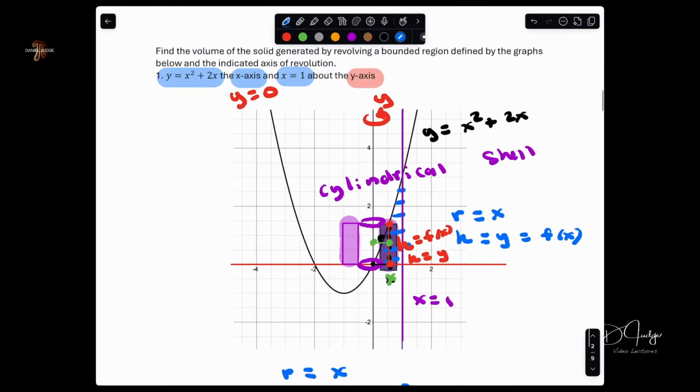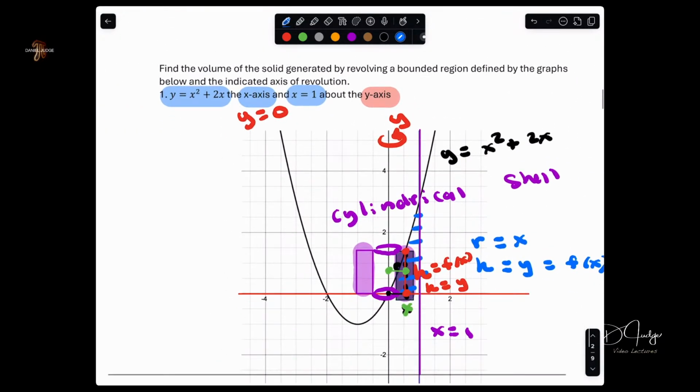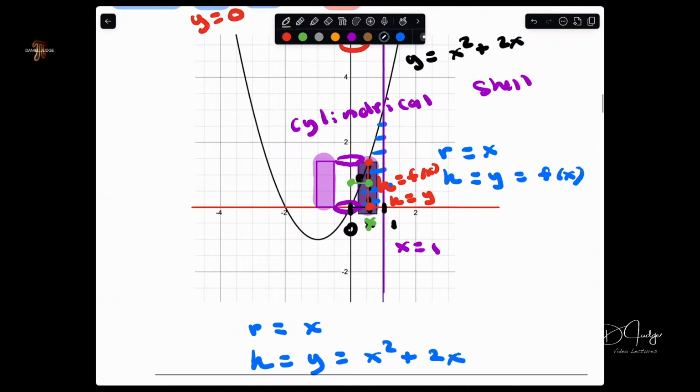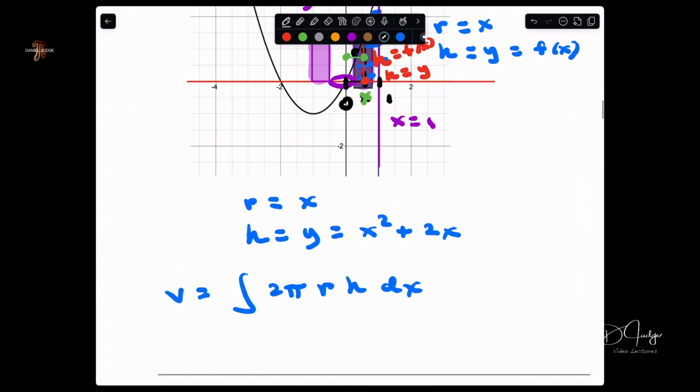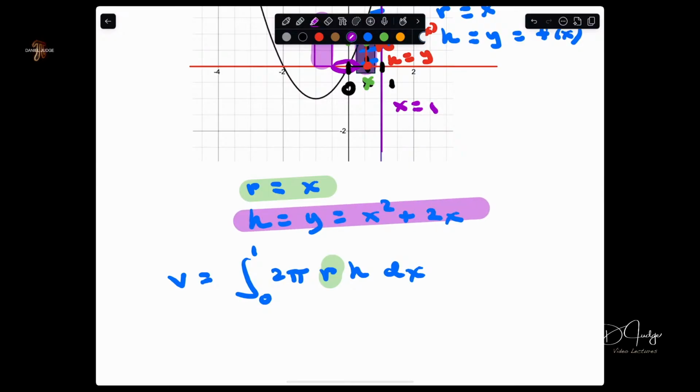So remember, you're going from 0 to 1 here, because you're going from the x-axis to x is 1. So that interval goes from 0 to 1. So we just have to plug in our limits now. Make sure we enter both the radius value and the height of your cylindrical shell here and here.